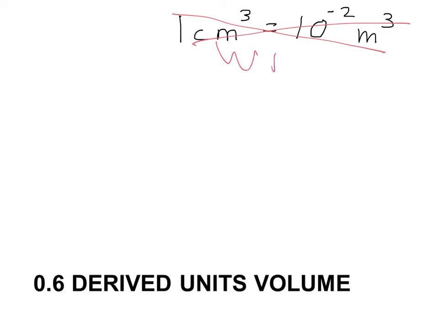One would assume that 1 cubic centimeter would be equal to 10 to the negative second cubic meters. It turns out, however, that that's 100% wrong. The reason that's 100% wrong is because it's a derived unit.